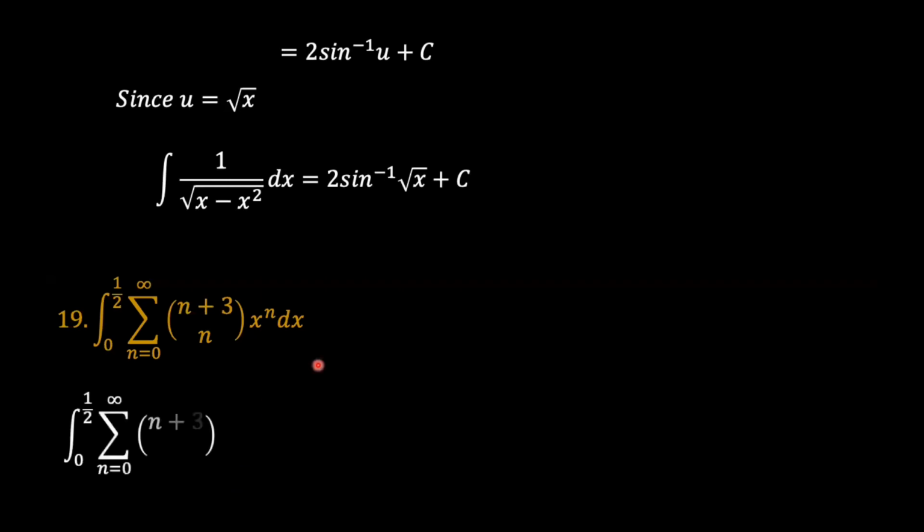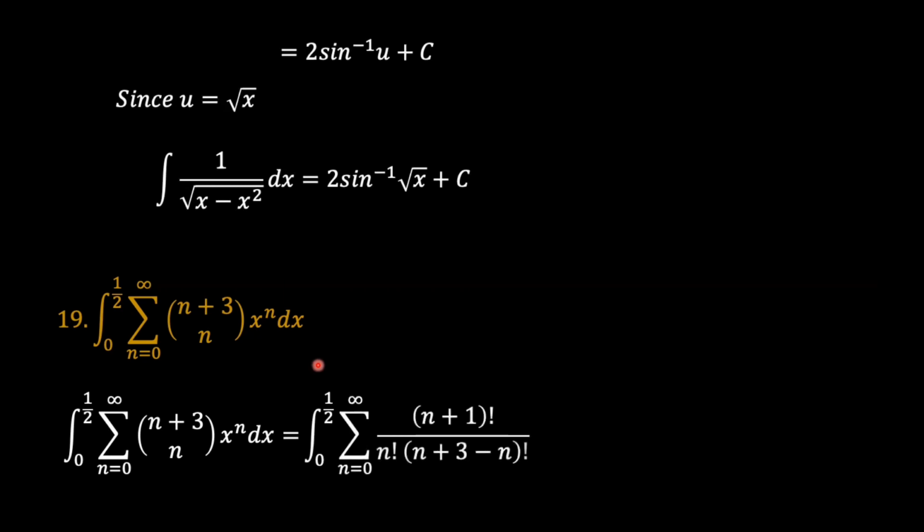So this problem, first of all, I think what we could do is express the binomial coefficient in a way that is easy to understand. So this is the same as, there's an error here. So what we can do is we can correct that. So instead of n plus 1, it's n plus 3. So n plus 3 factorial over n factorial times n plus 3 minus n factorial. So that's the binomial coefficient simplified.